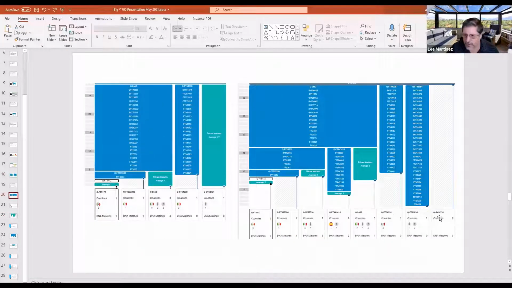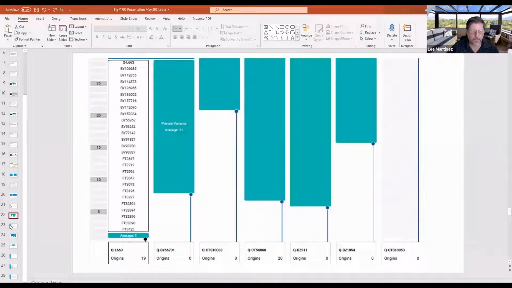That's right here, BY66731. So none of this. It was QL663 and this. None of those branches existed 3 years ago. This is what it looked like.